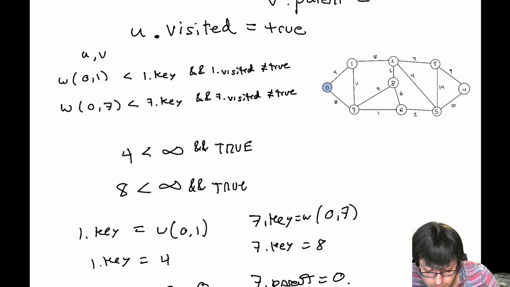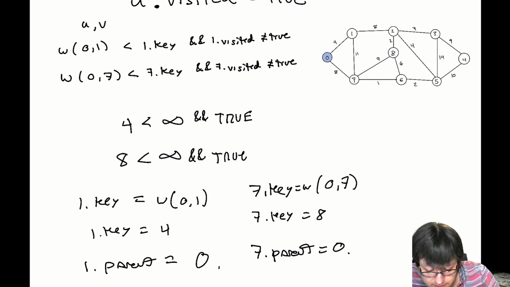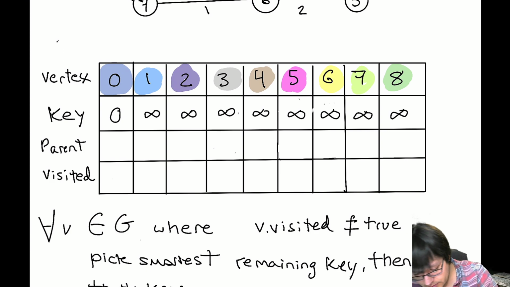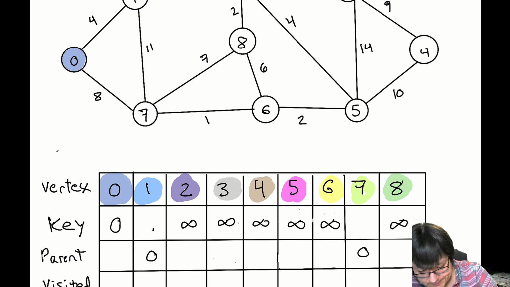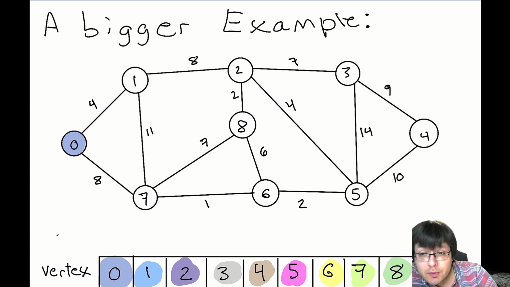But okay, in this case, we're going to just do what we just did. We're going to update the key to 4 and set the parent to 0, and update the key to 8 and set the parent to 0, for both 1 and 7. So 1 and 7, we're going to set the parent to 0 for both of them, and update them to be 4 and 8. And we're going to mark this as visited because at that point we finished with all of the edges coming out. And I'll make a point of highlighting what we've already taken care of.